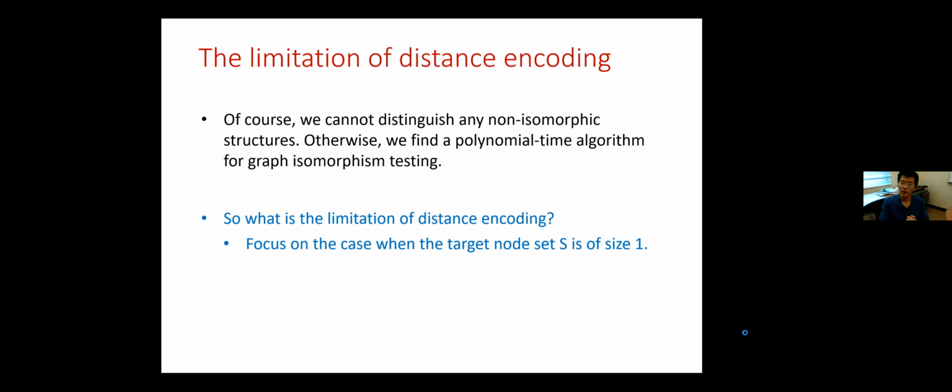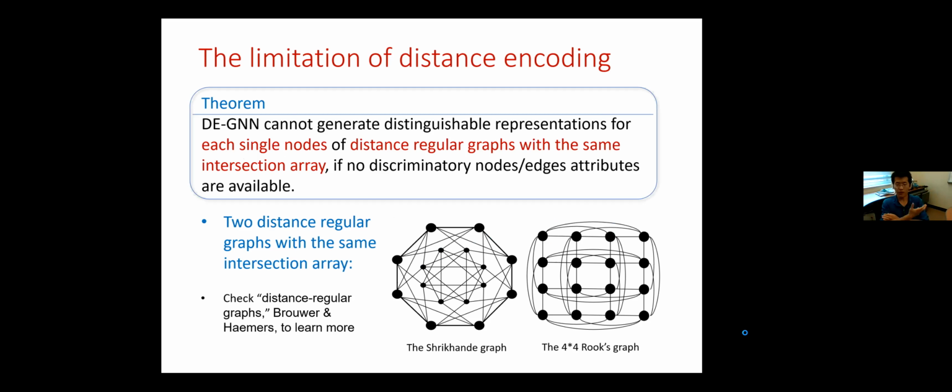To investigate this limitation, we focus on the case when the target node set is just of size 1, so basically we want to learn the representation of a single node. We focus on this special case, and here is the result. We can prove that if we don't have discriminatory node and edge attributes, distance encoding may not learn distinguishable representations for nodes over distance regular graphs with the same intersection array.